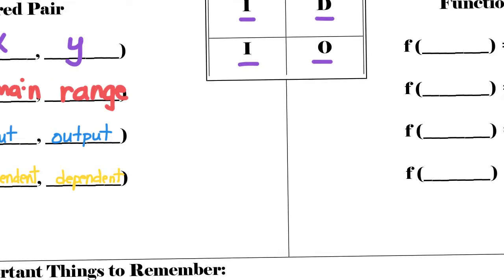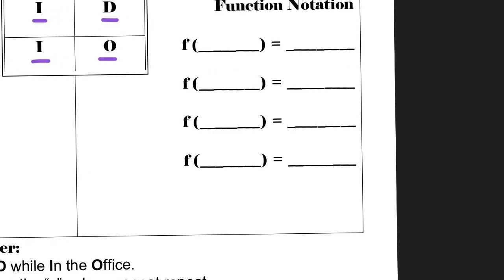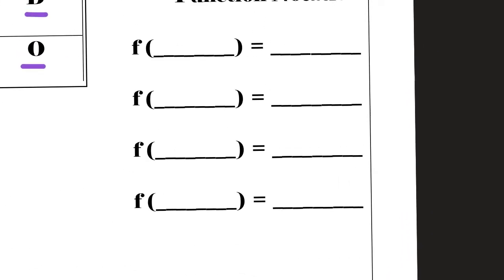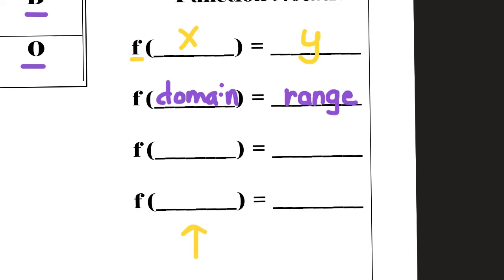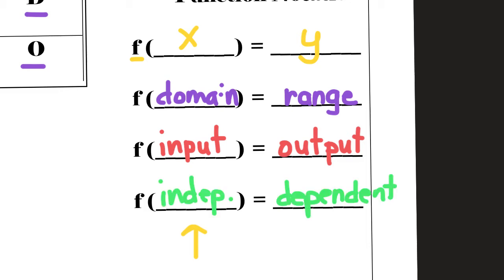Now let's switch our attention to function notation. In function notation, we have the f. And remember, it could be g, it could be h. But f of x is equal to the y. So the x, or input, is going inside the parentheses. The f of the domain is equal to the range. The f of the input is equal to the output. The f of the independent is equal to the dependent.